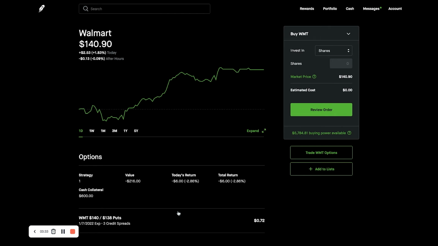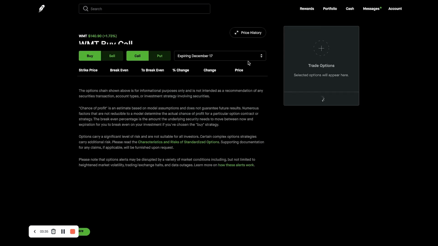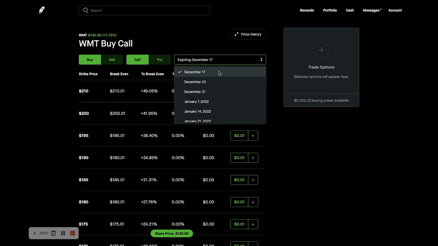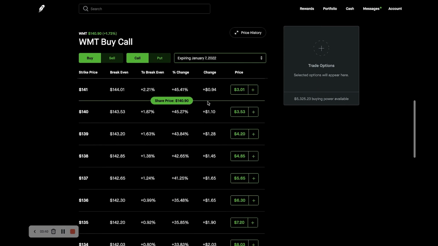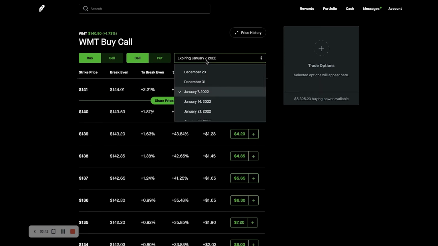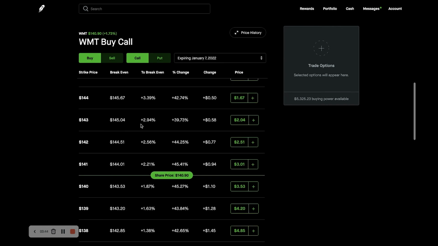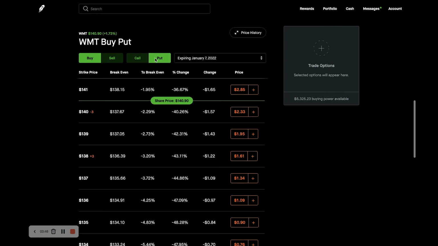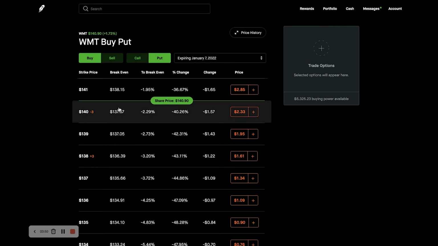All right, we're back on Robinhood. So let's get into the option chain here. 30 days from, I believe, that would be January 7th was when I made the trade. We want puts. So I want the 40 delta put to sell.